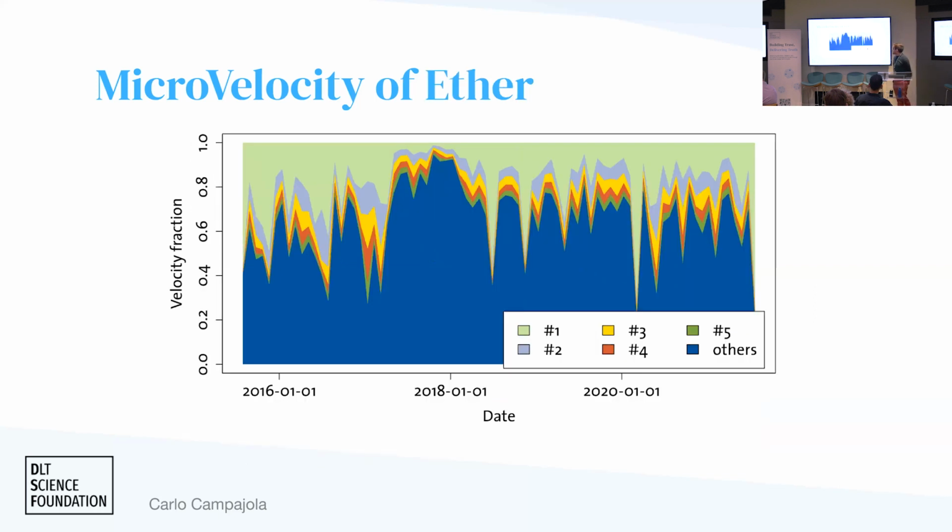And this also applies to Ether. So we looked at Ether as well, and this also applies there. In some periods, specifically in the ICO craze here, you see that this was a lot more distributed. The top 5 is not accounting for a very large fraction, still a very significant fraction, but not very large, of the total velocity. But you still have quite an unequal distribution.